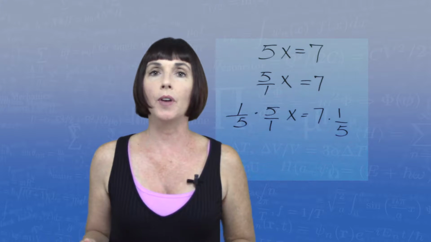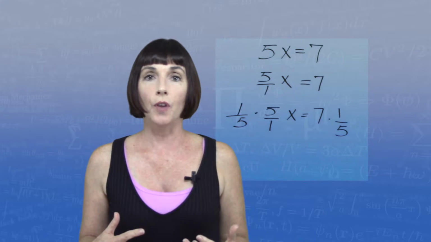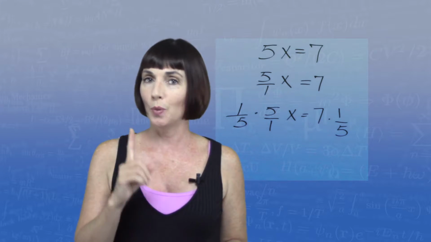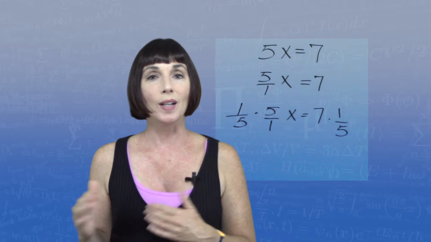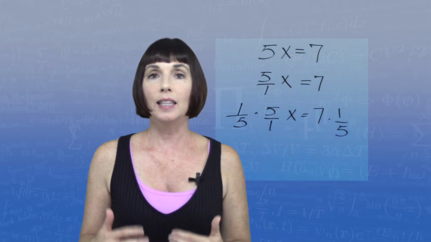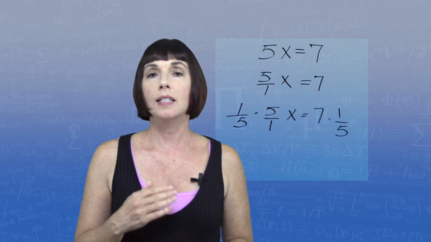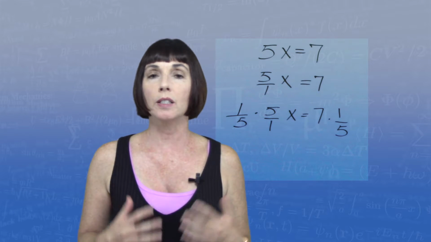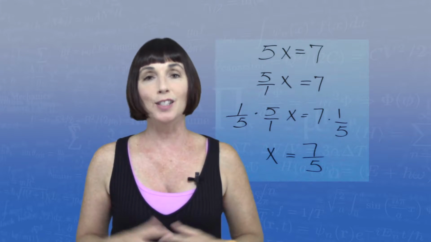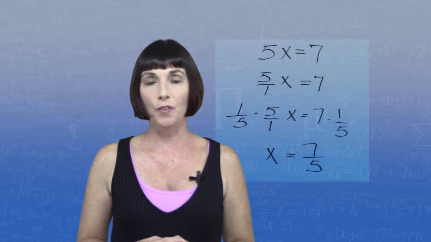All right, let's simplify the left-hand side. 1 over 5 times 5 over 1 is just 1. So we have 1 times x, or x, equals, on the right side, 7 times 1 over 5, which is just 7 over 5. So the answer is x equals 7 over 5.